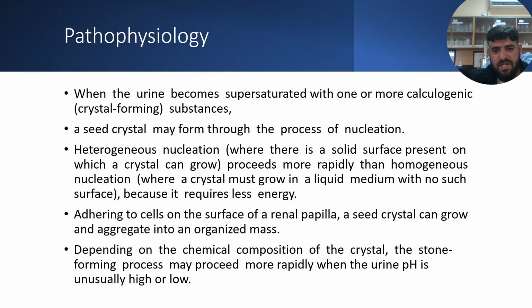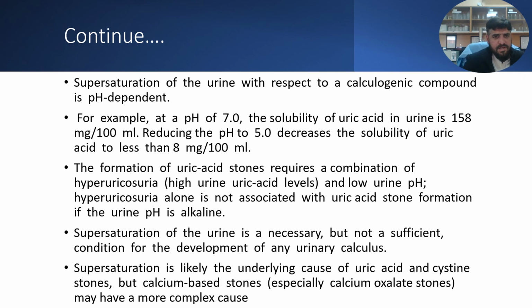Depending on the chemical composition of the crystal, the stone forming process may proceed more rapidly when the pH is unusually high or low. It is very important to note that supersaturation alone is not sufficient for the formation of renal stone. But in case of calculogenic compounds, the pH also plays an important role. For example, at a pH of 7, the solubility of uric acid is 158 mg per deciliter. Reducing pH to 5 decreases the solubility of uric acid to less than 8 mg per 100 deciliter.